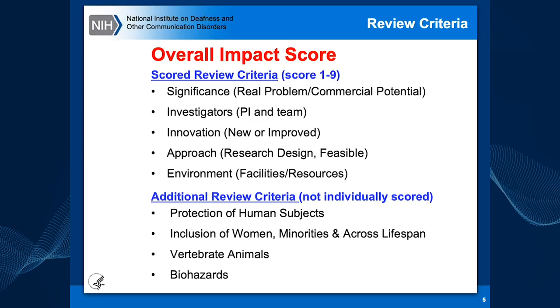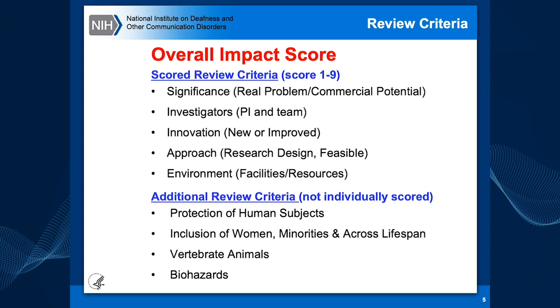Now, the question is, how do they evaluate my application? What criteria do they use? The evaluation is divided into two parts. First, 5 scored review criteria. These are significance, investigators, innovation, approach, and environment. Reviewers list strengths and weaknesses for each criterion and give a criterion score between 1 and 9.